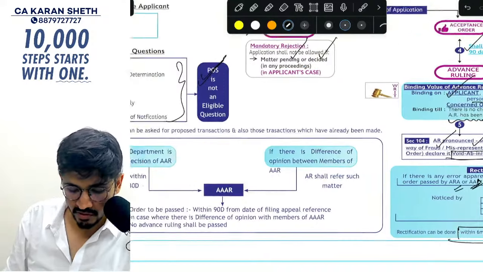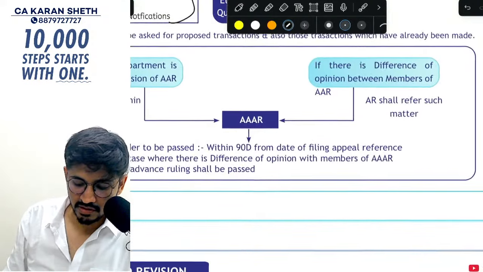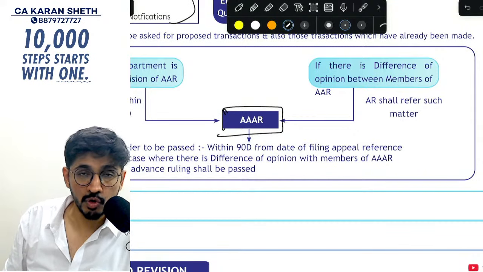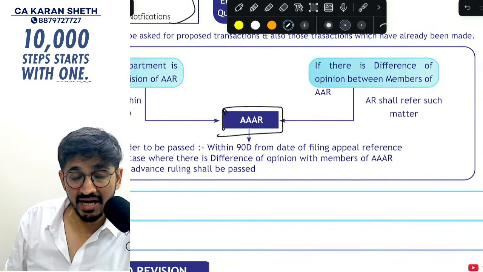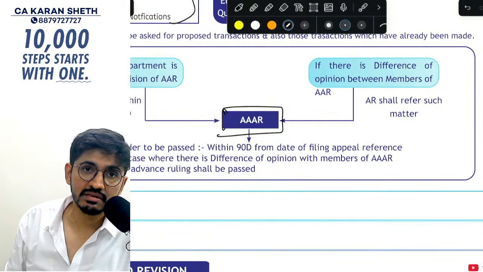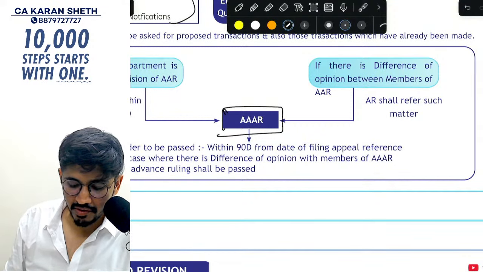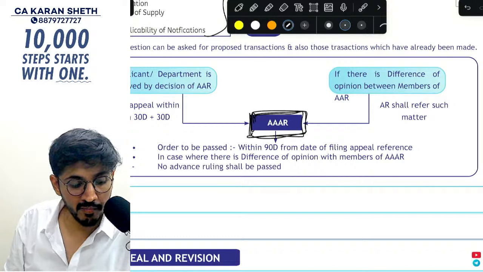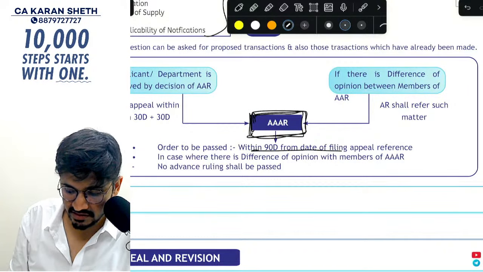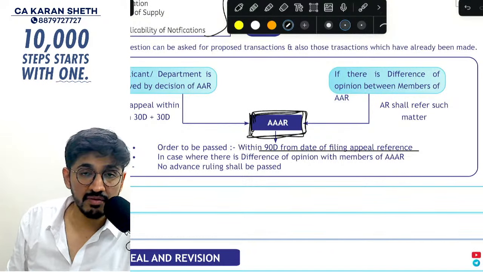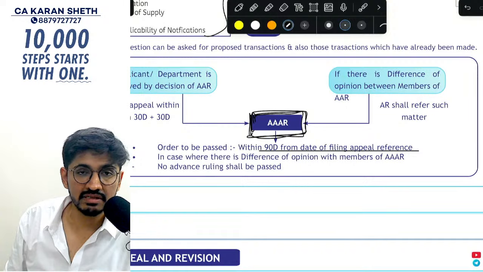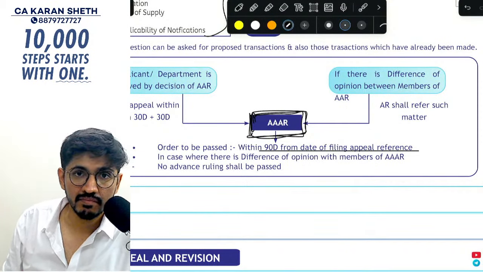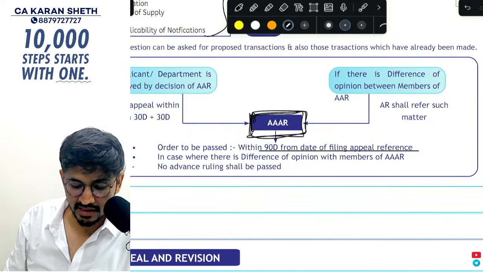Now what to do? Then you will go and approach the AAAR, the appellate authority for advance rulings. Now whatever decision they give, it will be final. And within how much time will they give? Again within 90 days from the date of reference by ARA to AAAR. Correct? And whatever they say is final.